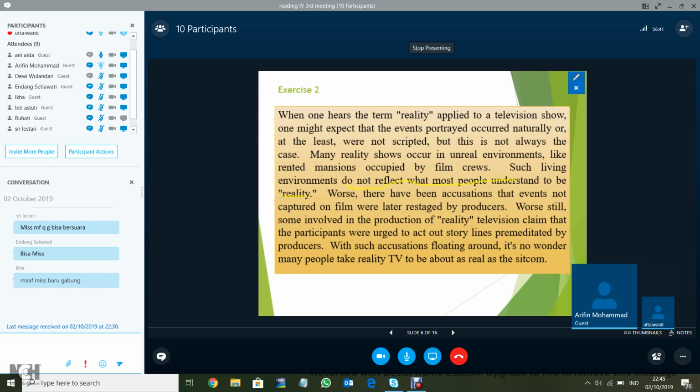Mau lanjut lagi mas? Atau mau buat yang lain? Mbak siapa? Oh Mbak Ani. Go Mbak Ani. Next. Many reality shows occurred in unreal environments. And please translate this till the end.